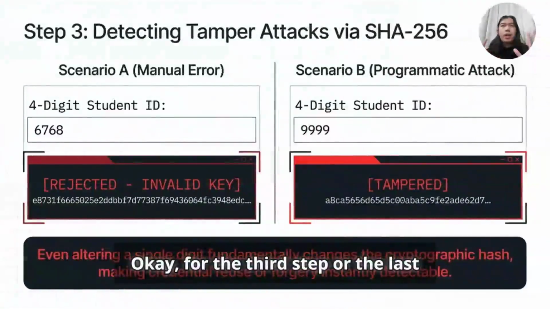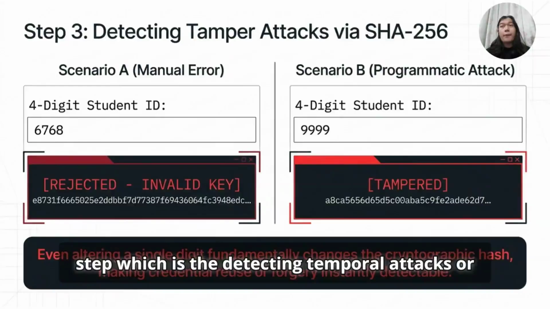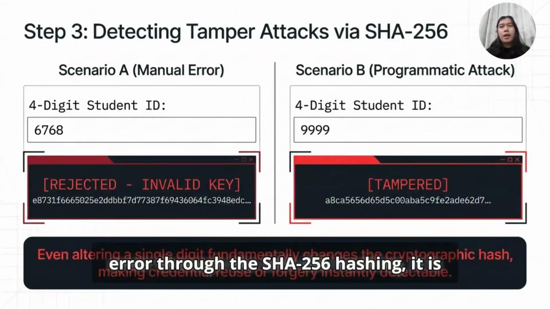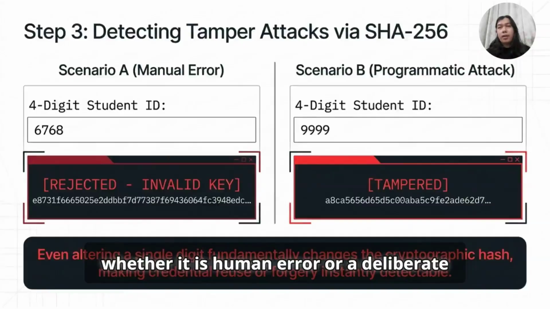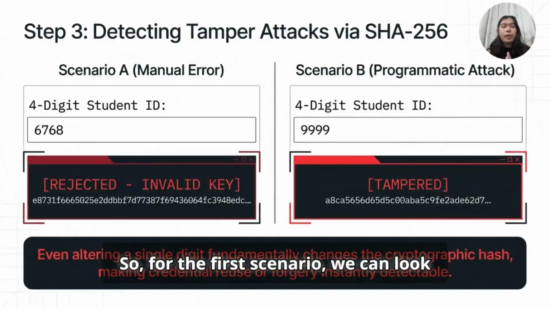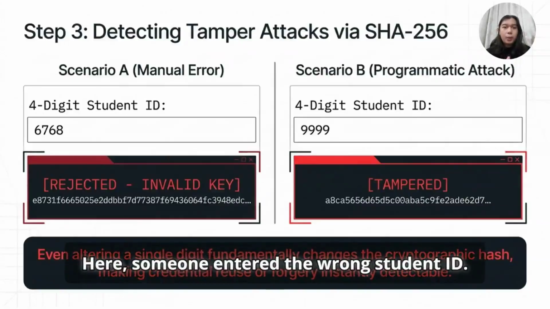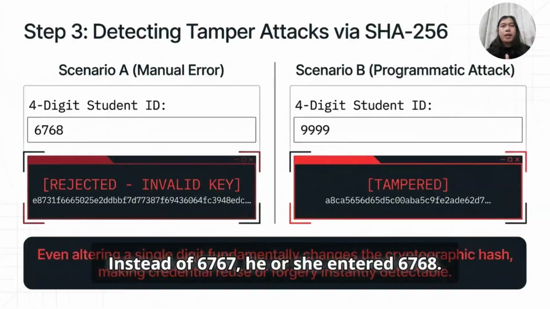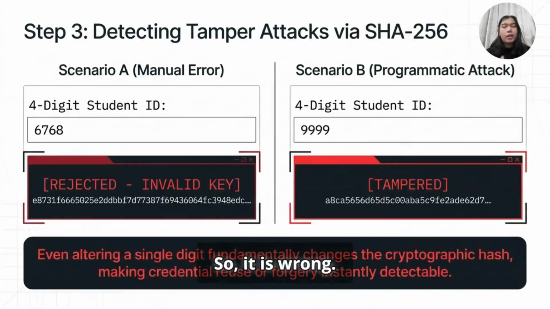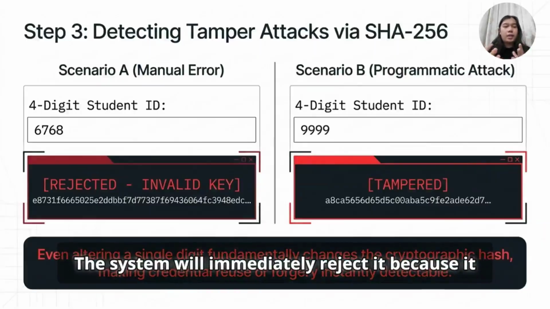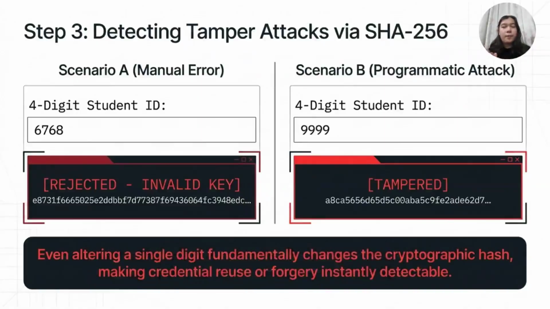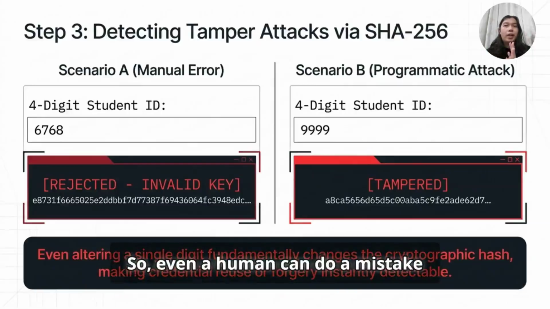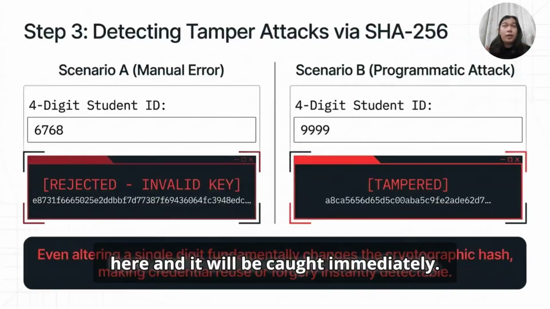Okay, for the third step, or the last step, which is detecting tamper attacks or errors through SHA-256 hashing. This is where we detect any kind of error, whether it is human error or a deliberate tamper attack. For the first scenario, let's look at scenario A here. Someone entered a wrong student ID. Instead of 6767, he or she entered 6768. So it is wrong. The system will immediately return rejected because it is an invalid key, along with a completely different SHA-256 hash. So even if a human makes a mistake here, it will be caught immediately.